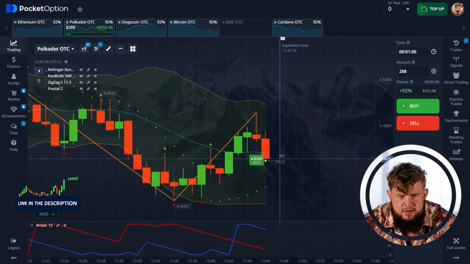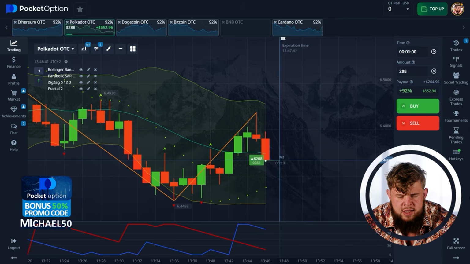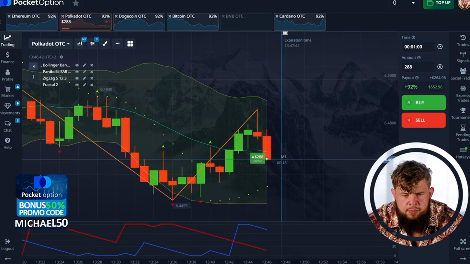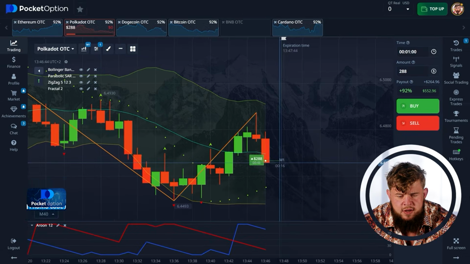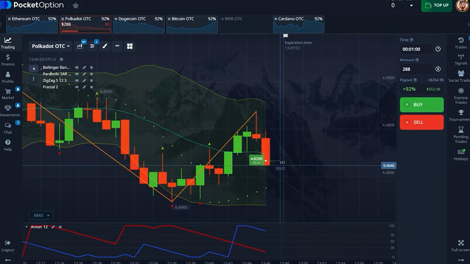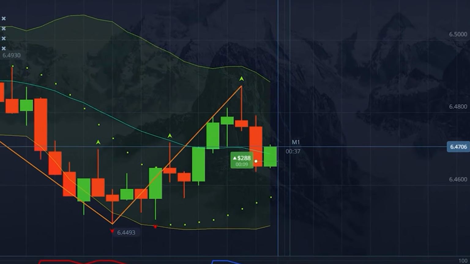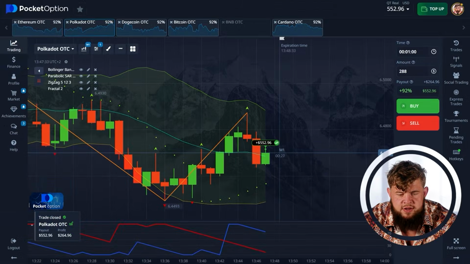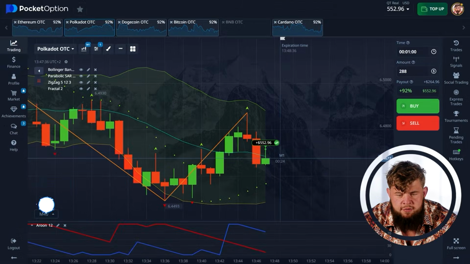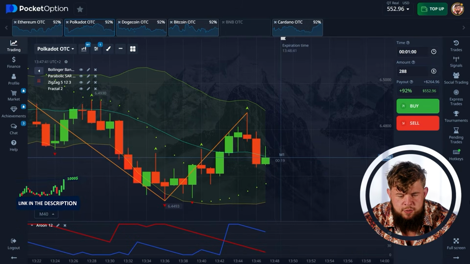I am sure that we will highly likely get the pullback reaction from the middle line of the Bollinger Bands channel. So $552 we have right now on the deposit. This was one more profitable trade.